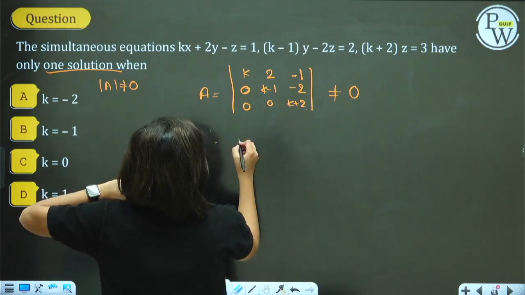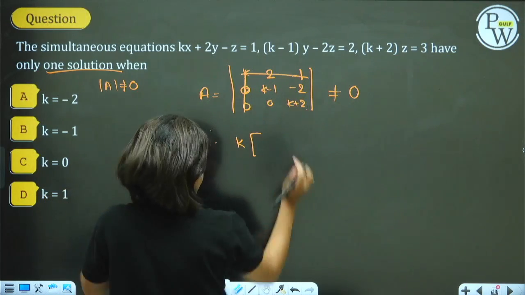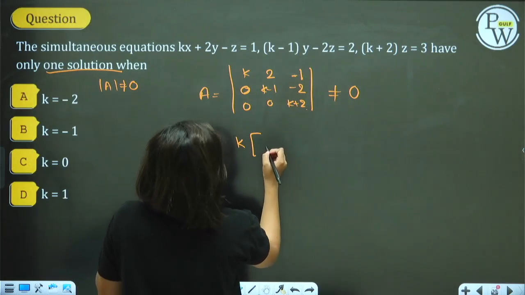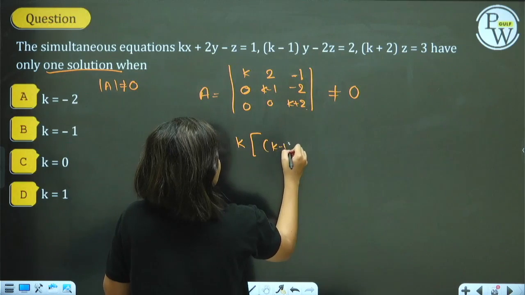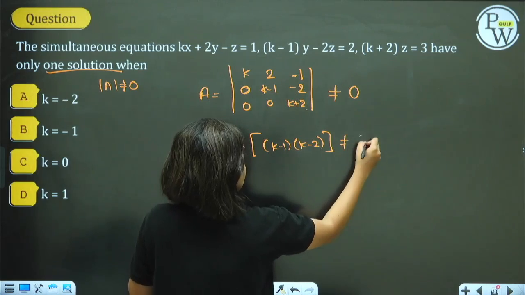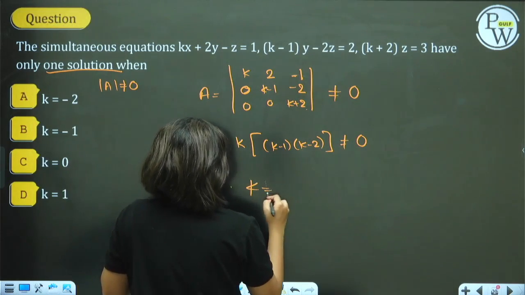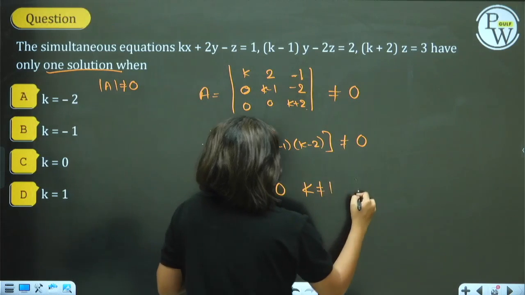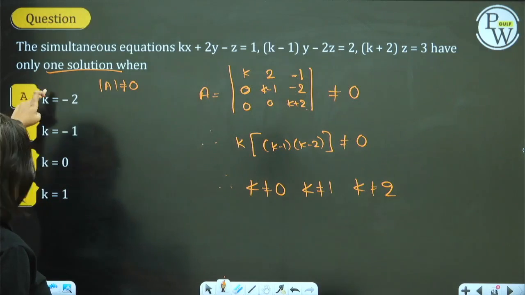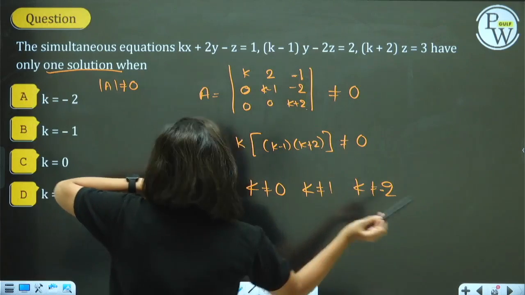Your choice. If I do it along column 1, k, hide this row and column, k minus 1, k minus 1 into k minus 2, two zeros, is not equal to 0. K minus 1, k minus 2 should not be 0. That means k should not be 0, k should not be 1 and k should not be 2. K plus 2, that means should not be minus 2.